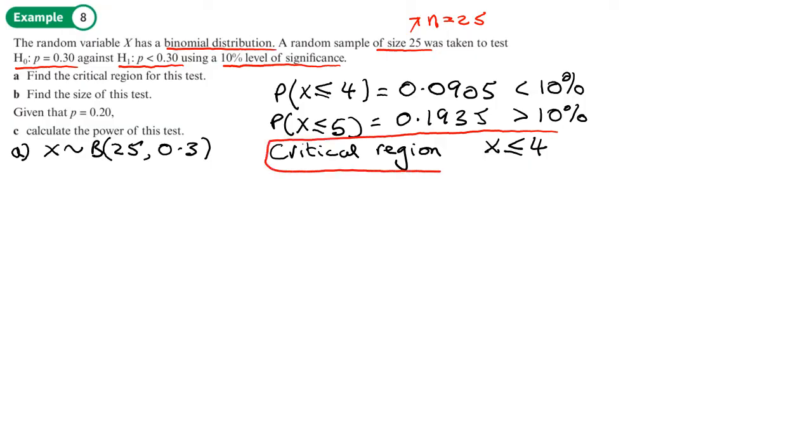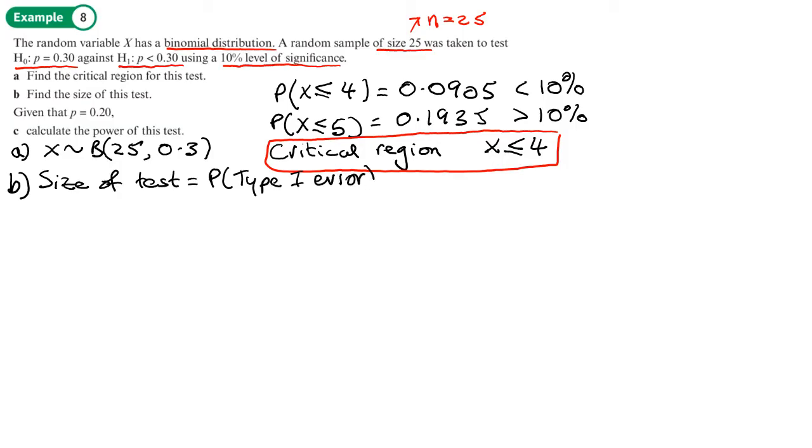Right, part B, find the size of this test. Now, the size of a test is equal to the probability of a type 1 error. You don't necessarily need to write all of this down when you're doing an exam question. It's just to show you how this all links together, which is the probability of rejecting H0 when H0 is true. This is equal, remember, to the actual significance level.